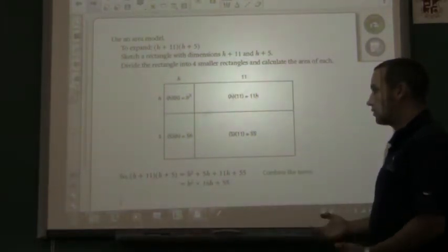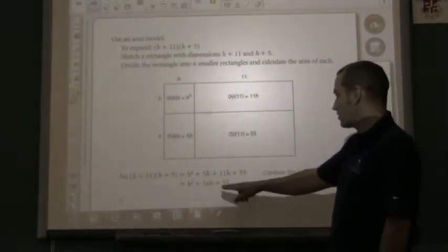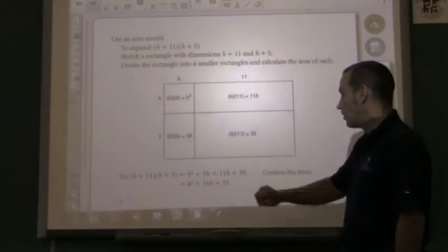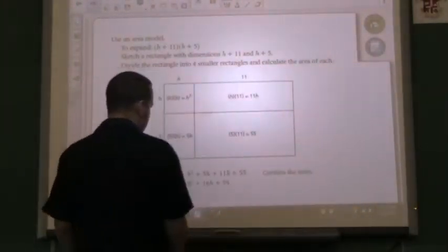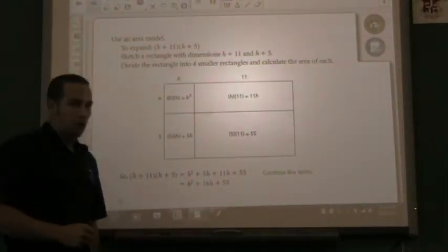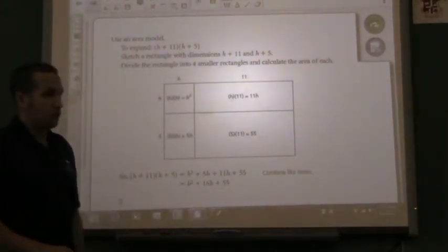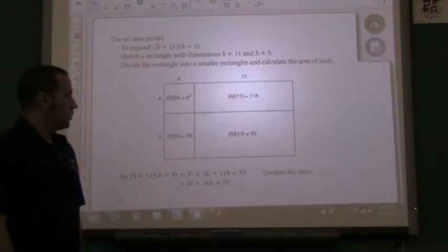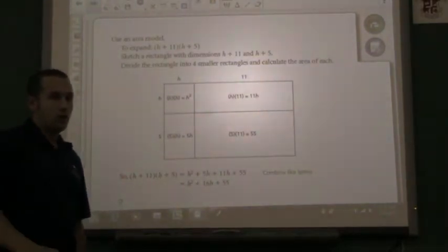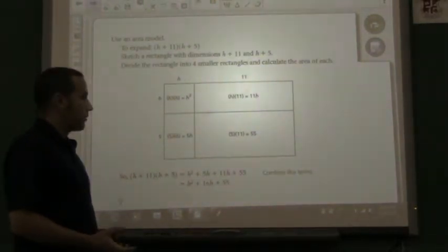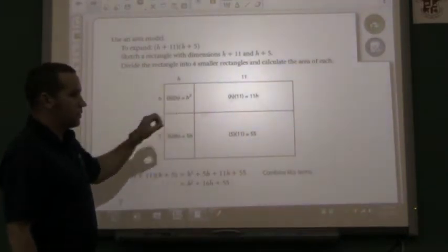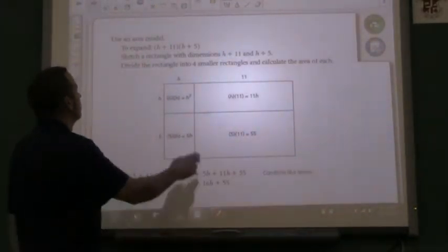So there's my answer. When I combine the terms, I get h squared plus 16h because I can combine these two, plus 55. So there's another visual representation of how you can multiply a binomial times a binomial. We'll be learning now how to do it using the distributive property, and the visual references go away at that point.